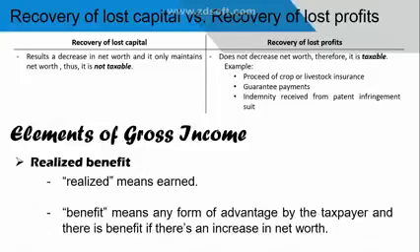Okay? So the next element would be the realized benefit. That is the second element of gross income, the realized benefit. So we must focus on the term realized. Any unrealized benefit, of course, is not taxable. But when we say realized, it means earned. And benefit also means any form of advantage by the taxpayer, and there is benefit if there is an increase in net worth. So it is somewhat literal only. It is easy to understand. Okay?